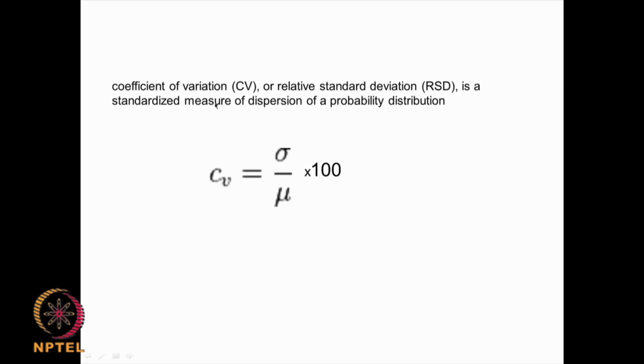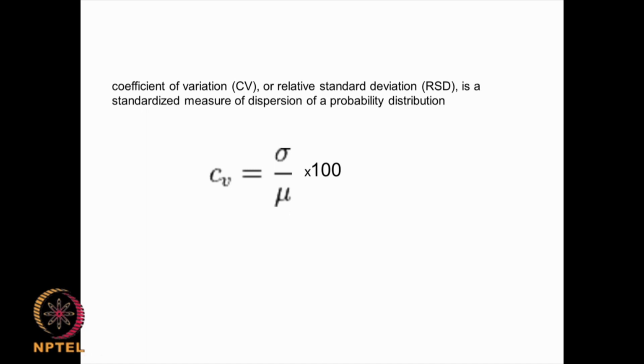There is another terminology called the coefficient of variation, CV, generally we call it. It is a relative standard deviation. It is a standardized measure of dispersion of a probability distribution. So, CV is given by 100 times sigma, that is the standard deviation, divided by the mean.